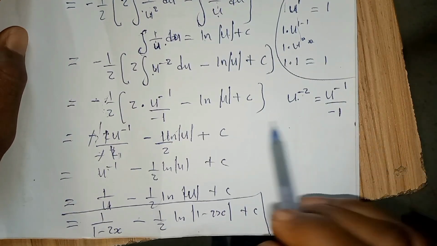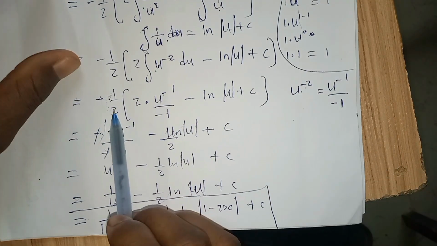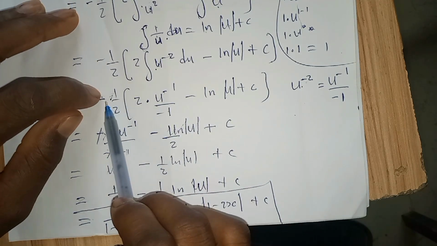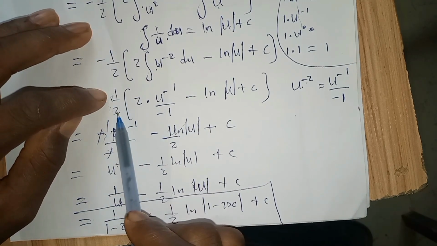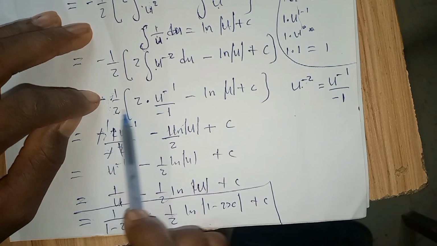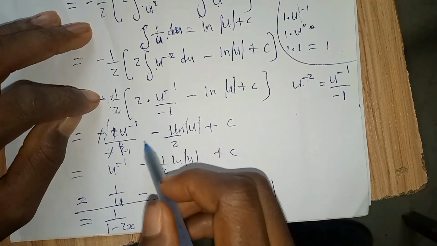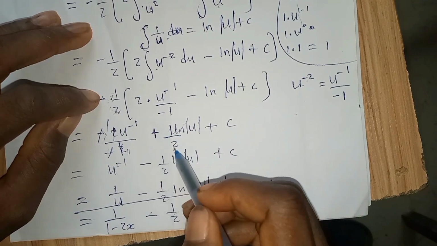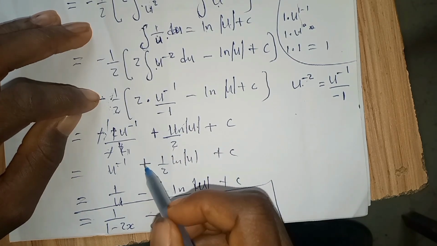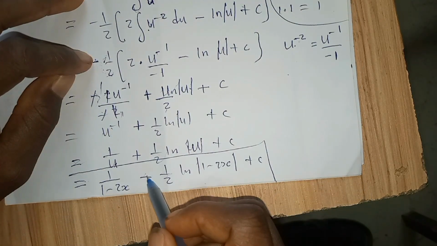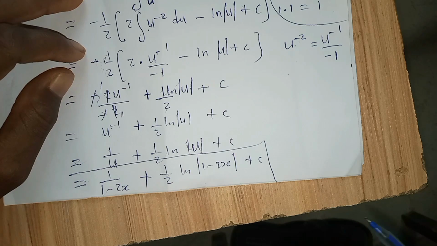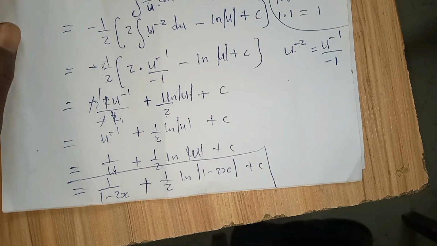Sorry, I made a mistake here. When we open the bracket with this negative 1 over 2, negative 1 over 2 multiplying negative ln u will be positive 1 over 2 ln u. So that is a mistake I made. So here will be positive, positive, and positive. Hope you get the correct answer now.